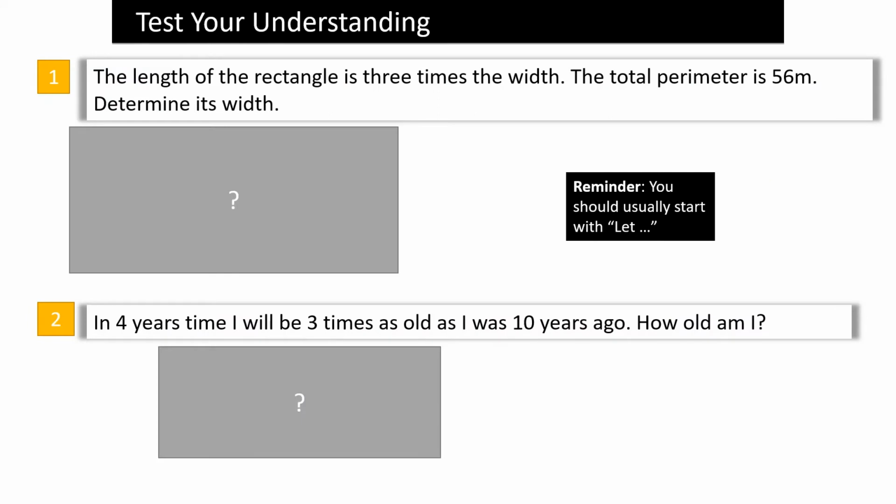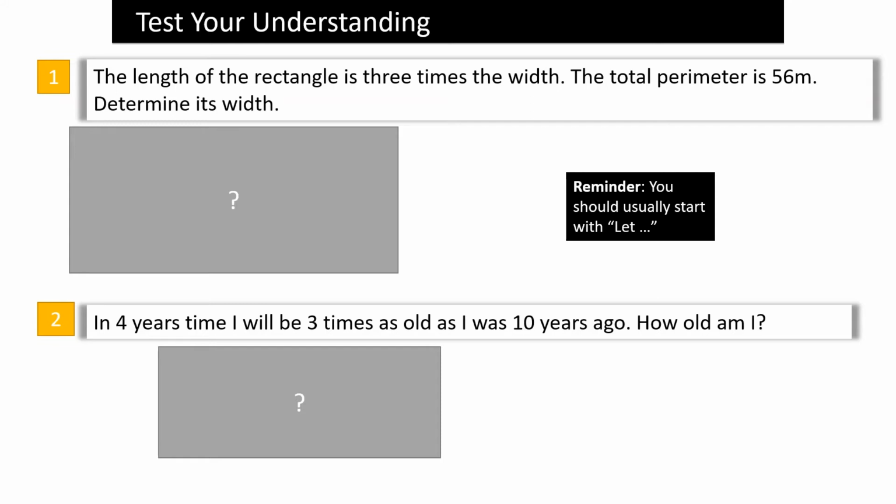Now here are some questions to test your understanding. So pause the video, work the questions, and then just play the video to see if you got the questions correct. Question number 1. The length of the rectangle is 3 times the width. The perimeter is 56 meters. Determine its width.